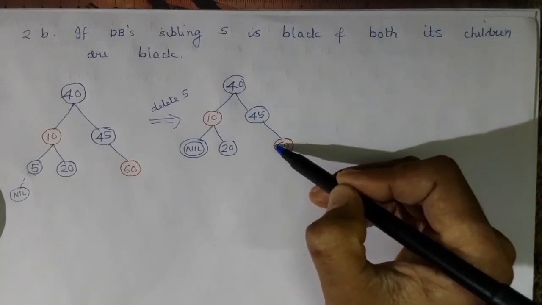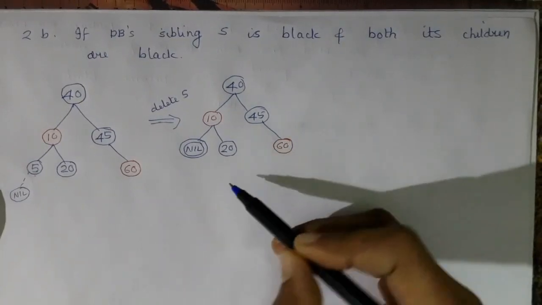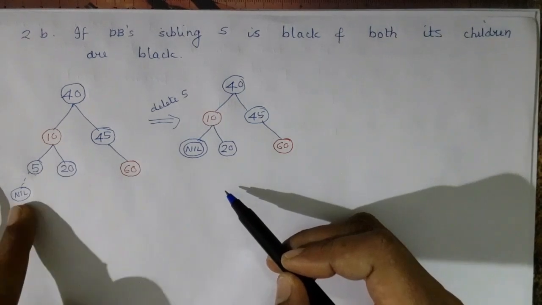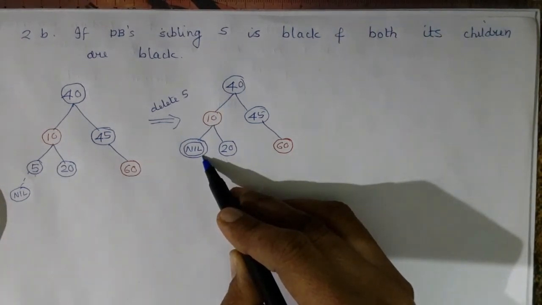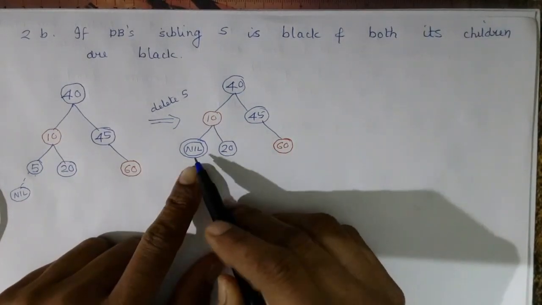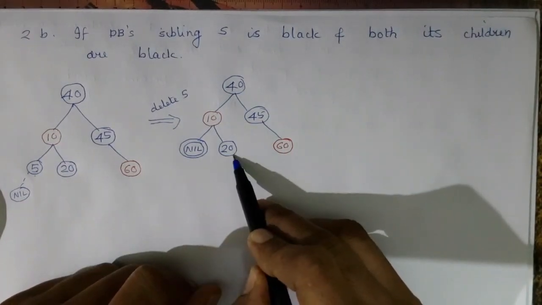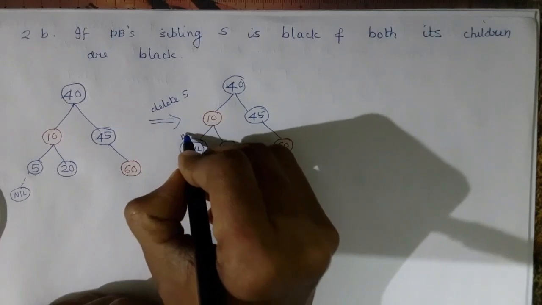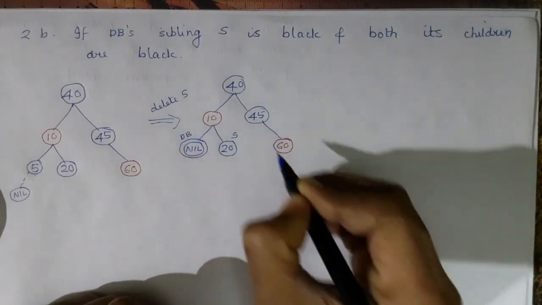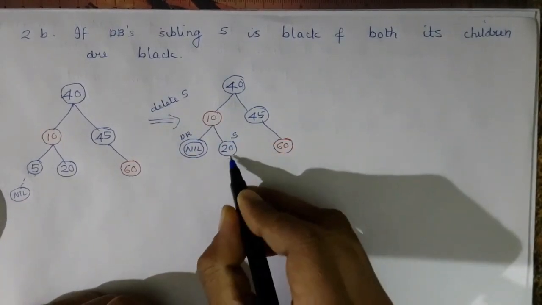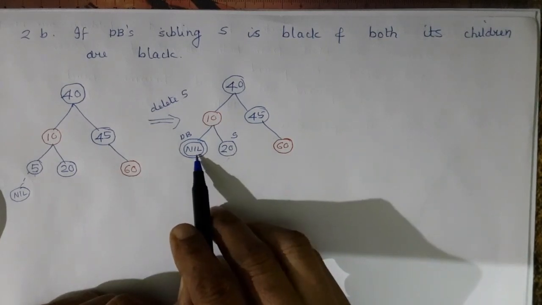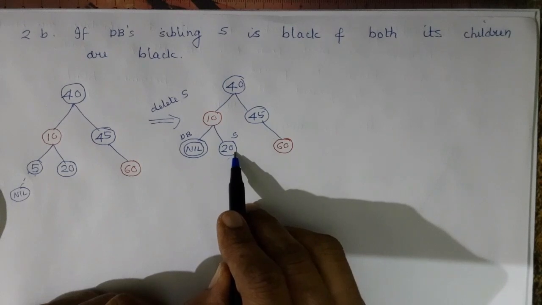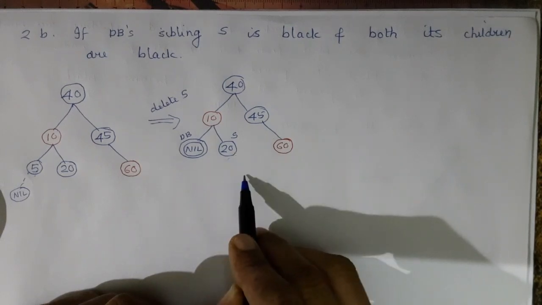So this is the tree after deleting 5. 5 is replaced by nil node and it becomes double black. Now we have to check the sibling. The sibling of this nil node is 20. So this is double black and this is the sibling S. Its children are nil nodes. They are also black. So here we have the condition: double black's sibling S is black and both its children are black.